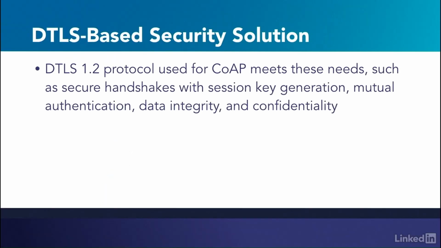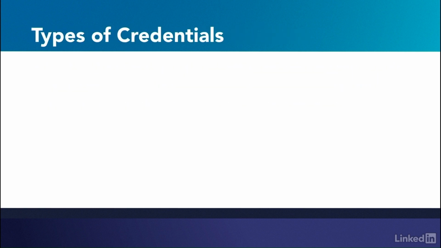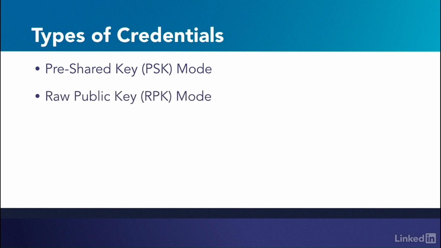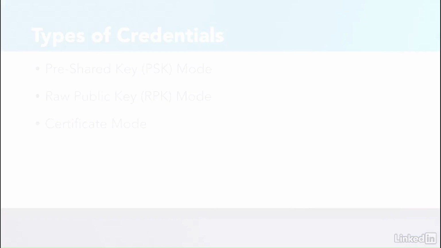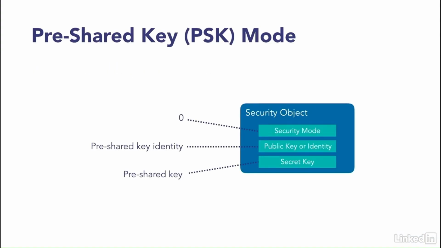DTLS 1.2 protocol is used in the lightweight M2M for secure data communications between the lightweight M2M client and lightweight M2M server, providing the secure handshaking, mutual authentication, data integrity, and data encryption features. There are 3 types of credentials supported, which are pre-shared secrets, raw public keys, and certificates. To use these credentials, we need to use the security object, which is specified by the lightweight M2M standard. In order to enable the pre-shared key mode, we need to set some values to the mandatory resources of the security object instance.